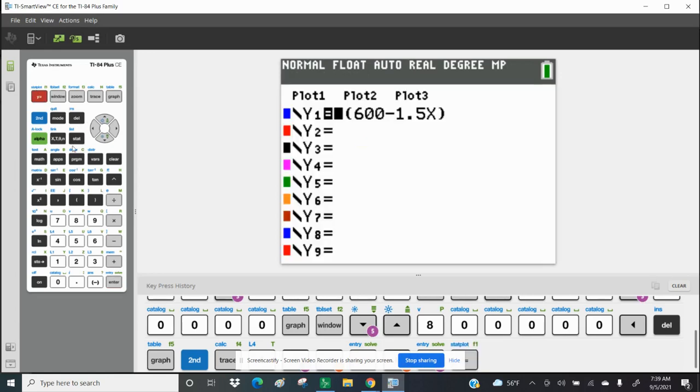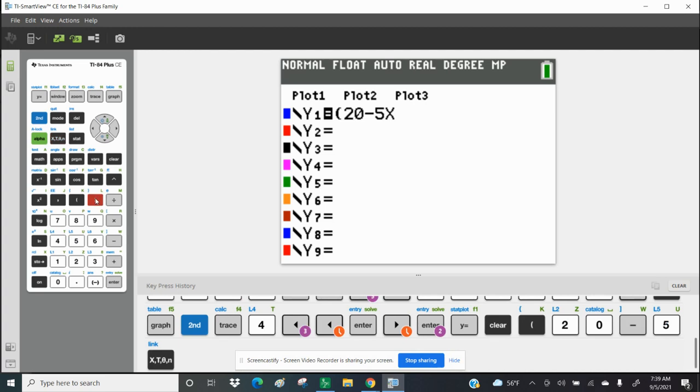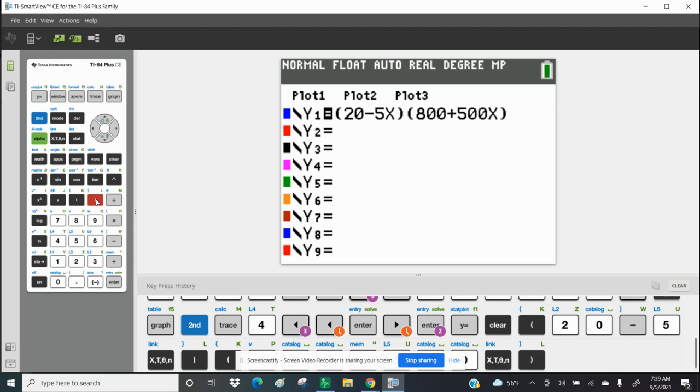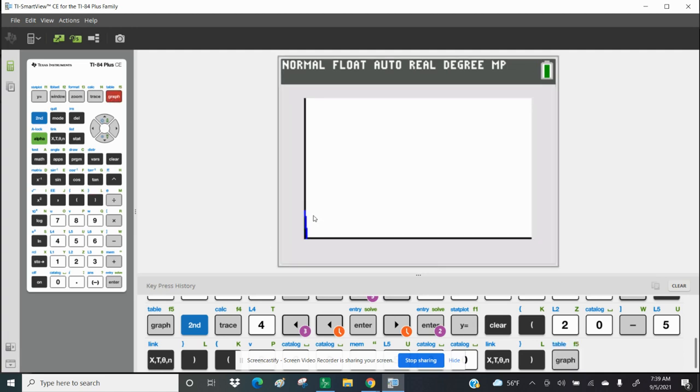All right, so I'm going to go to my Y editor, clear out my previous equation, and say 20 minus 5x times 800 plus 500x. Now, in these problems, you're going to see that your window usually is quite large. But let's just hit graph and see if we can see anything at all. So here you can see this little teeny tiny graph here somewhere.